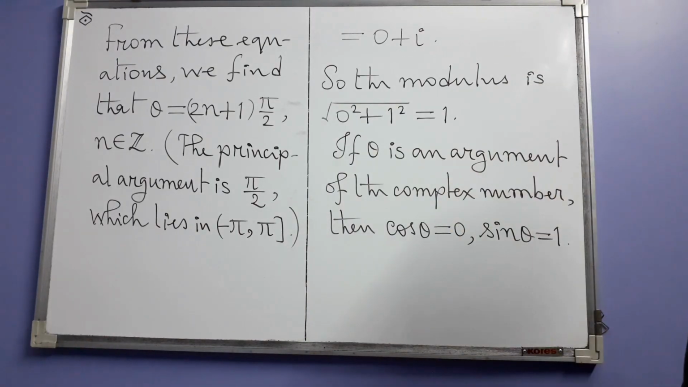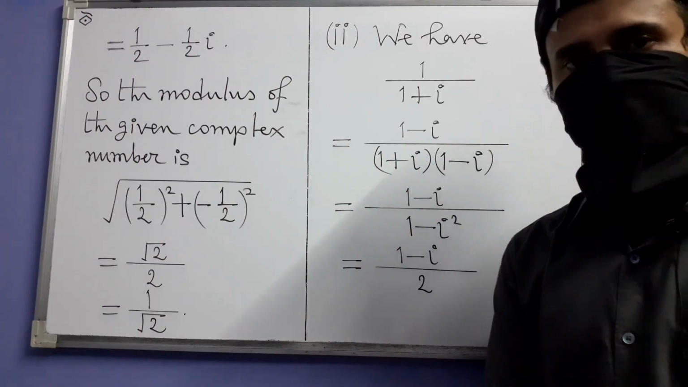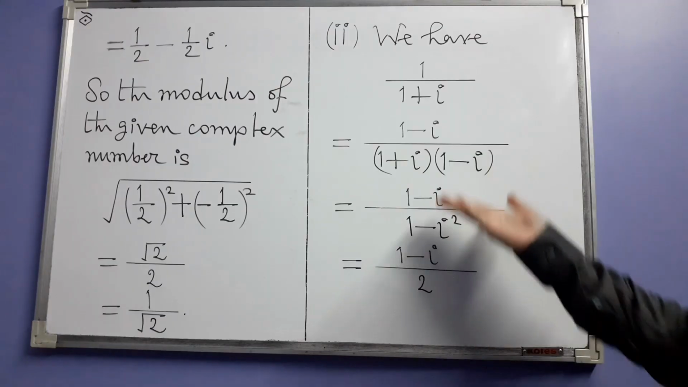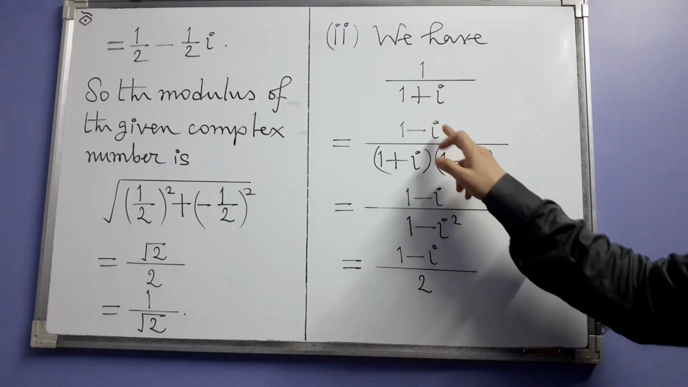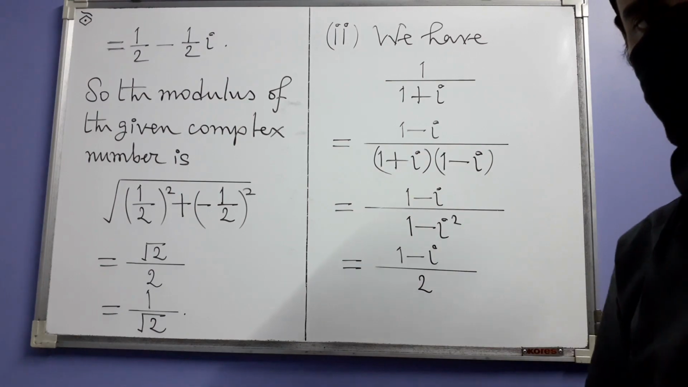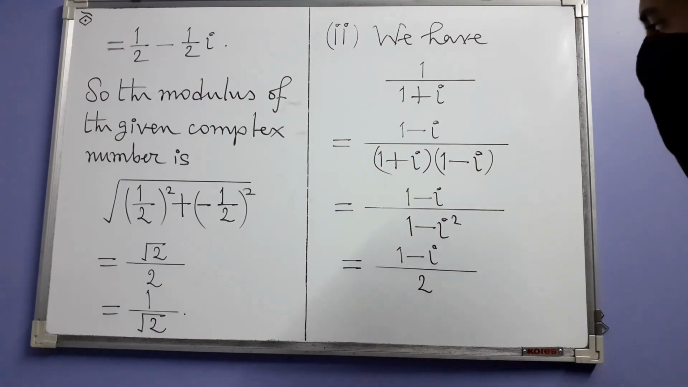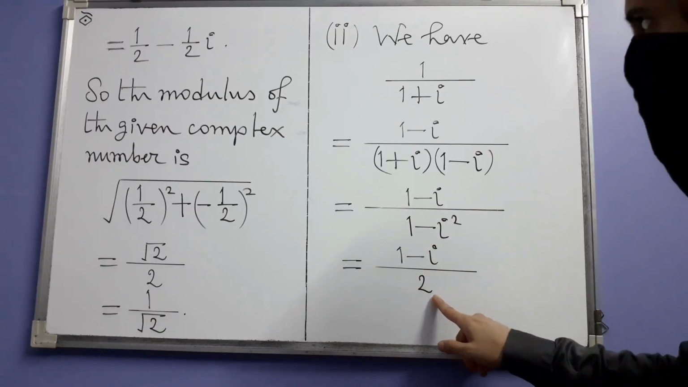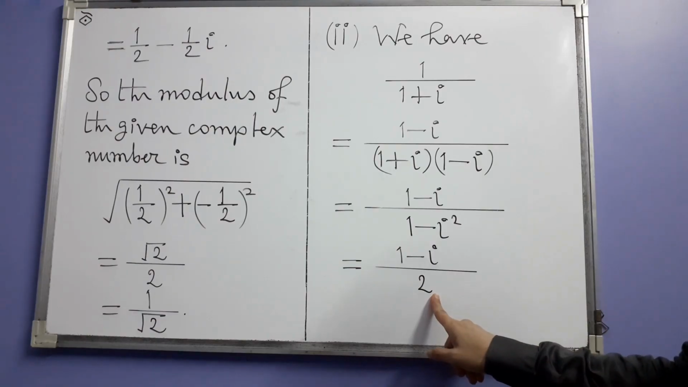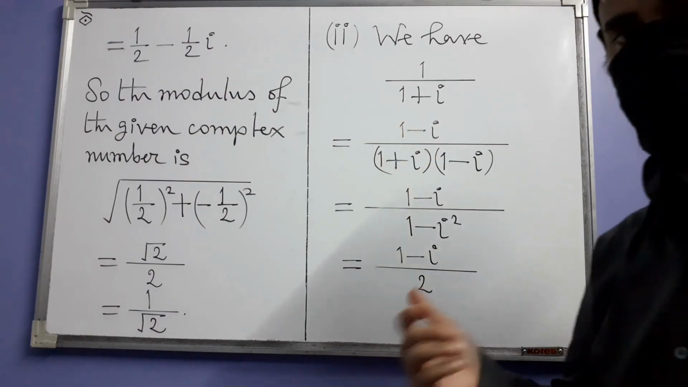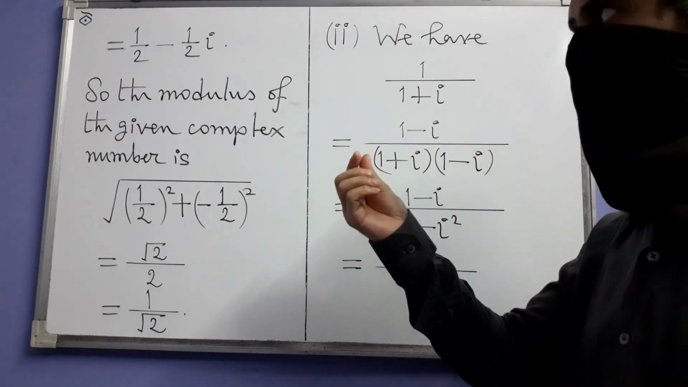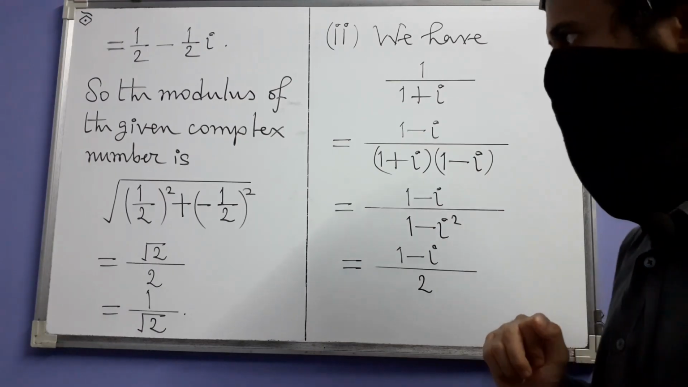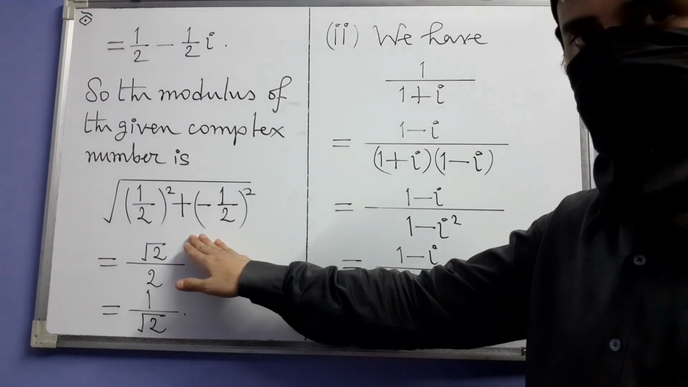Let's now see the second one. The second one was 1 divided by 1 plus i. So here also we go through a similar process. We multiply and divide by the complex conjugate of the denominator, which is 1 minus i. So the numerator simply becomes 1 minus i and the denominator becomes 2. And then you express it in the form a plus bi. So in this case the real part a is 1 divided by 2 and the imaginary part b is minus 1 divided by 2. So the modulus is this.